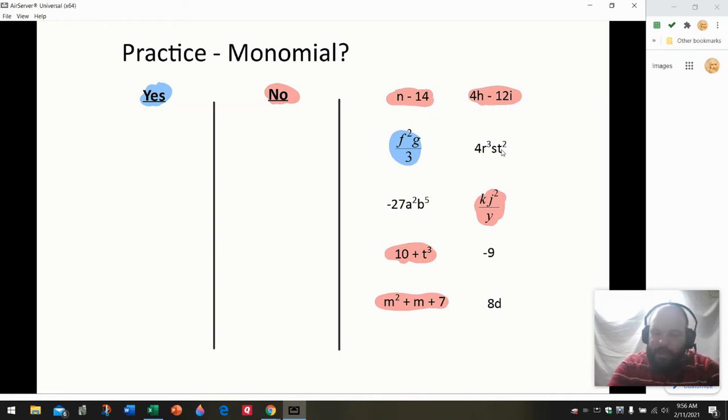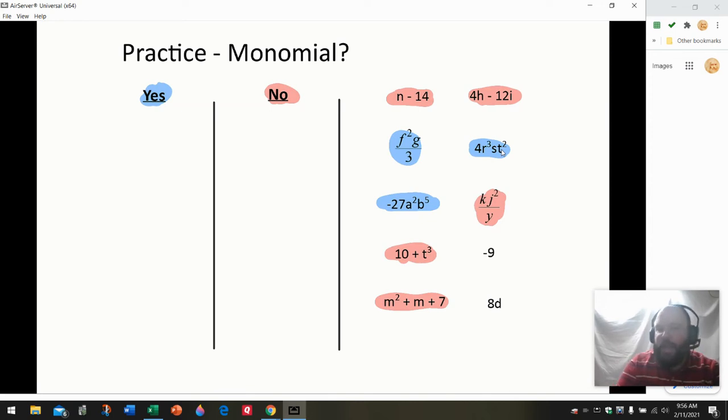So now I'm going to jump back up to the 4r to the third st squared. Those are all numbers and letters, but they're just separated by multiplication. So we can go ahead and highlight that with a blue because that is yes. The same goes for the negative 27a squared b to the fifth. That is just all separated by multiplication. So you can quantify that as yes.